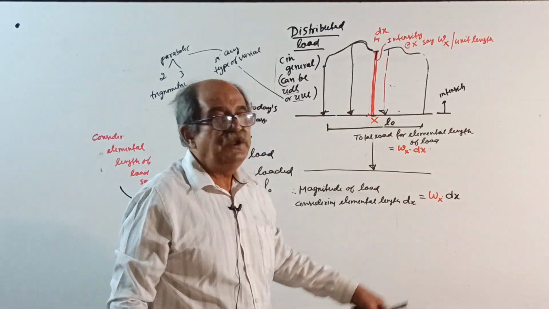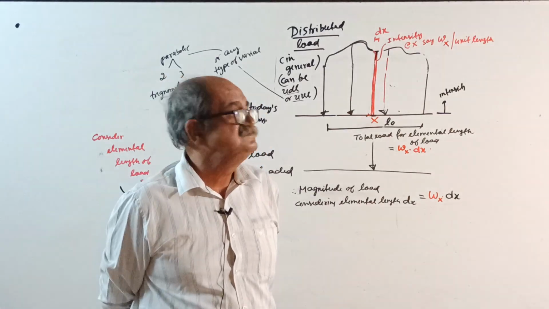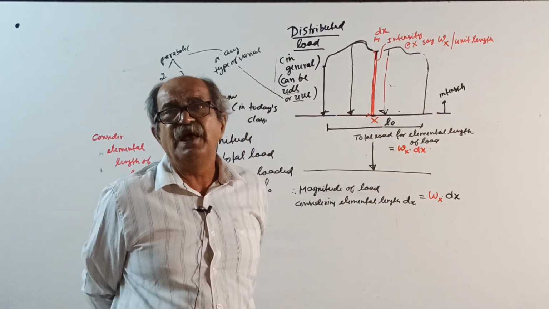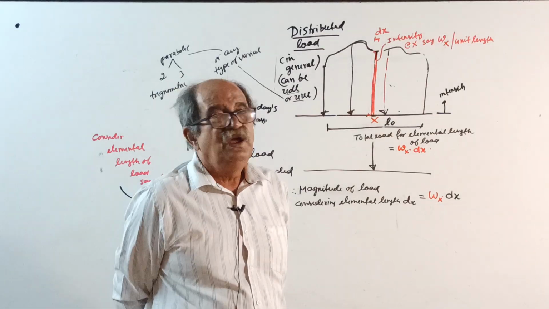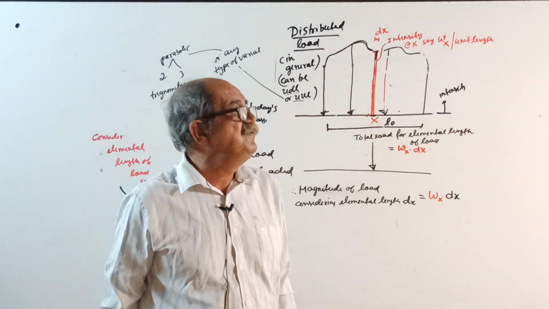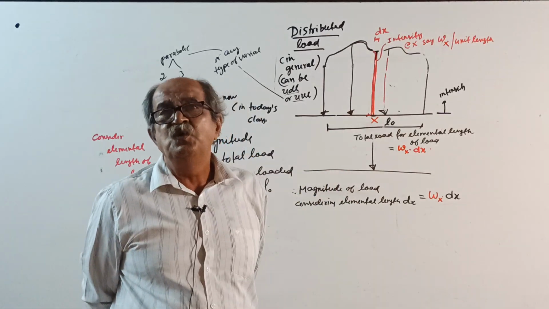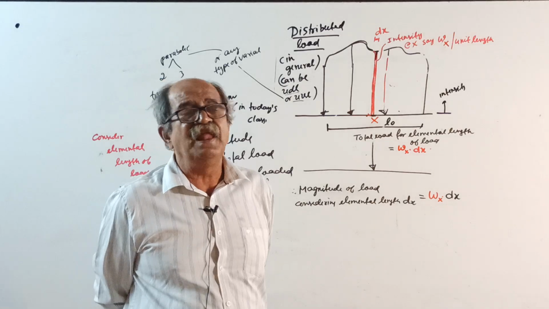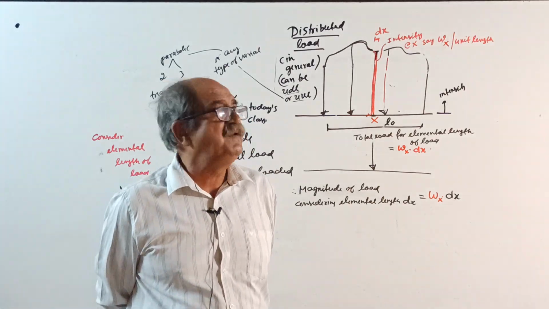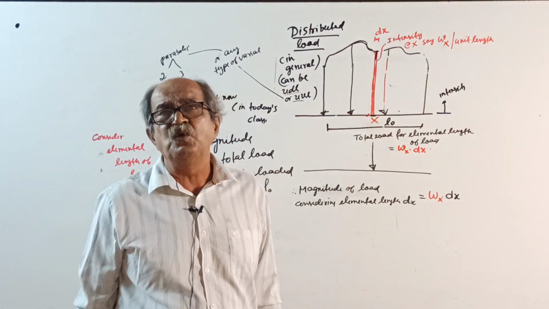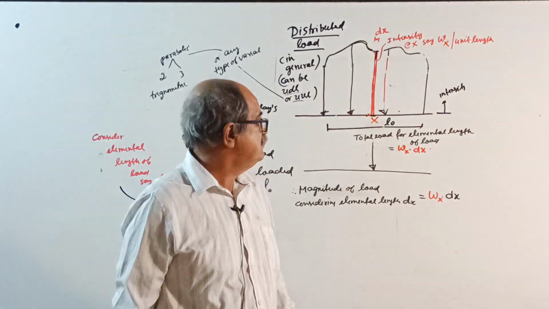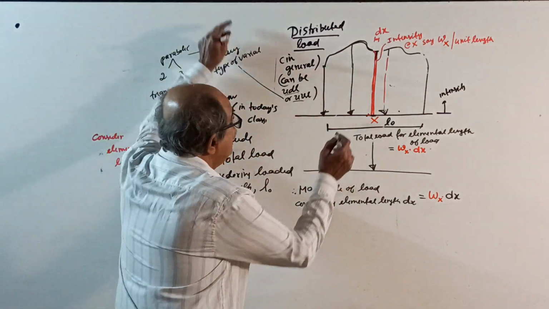How much is per unit length into loaded length? Loaded length is dx. For example, you pay 100 rupees for 1 meter length of a cloth. You want to buy half meter length, 100 into half, 0.5. You want a 3 meter length of the cloth, 100 into 3, that way. Okay, w into dx. This is for elemental length.